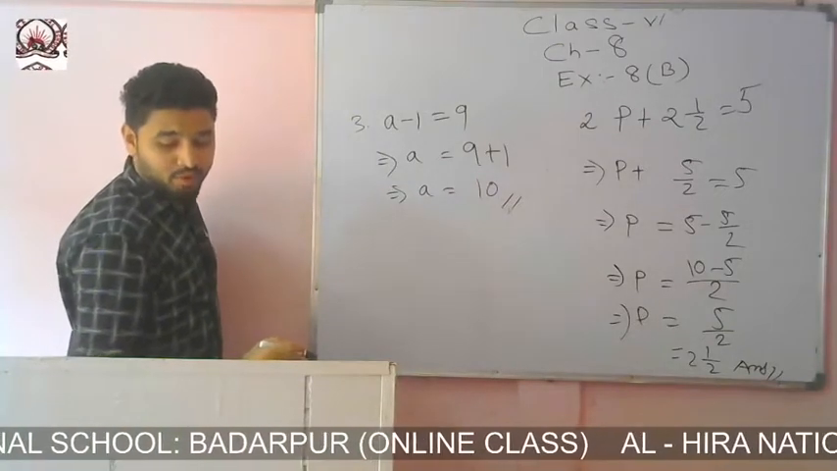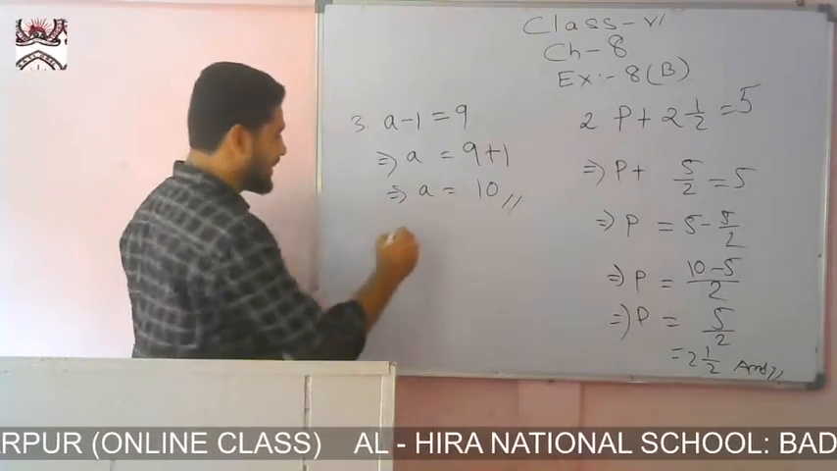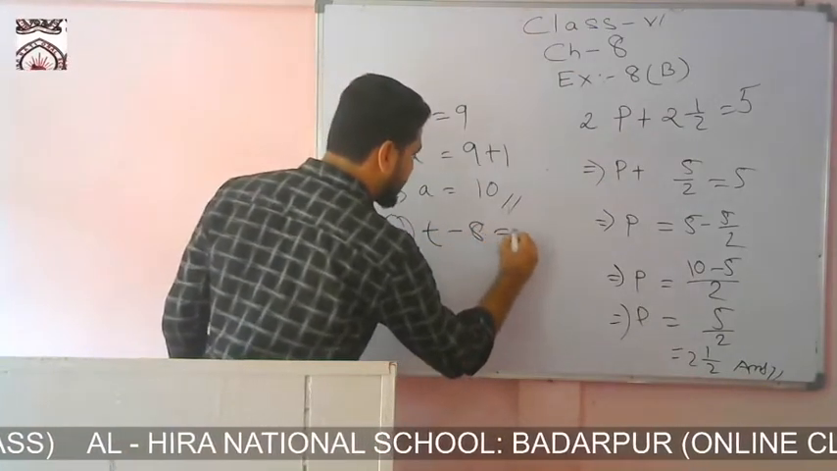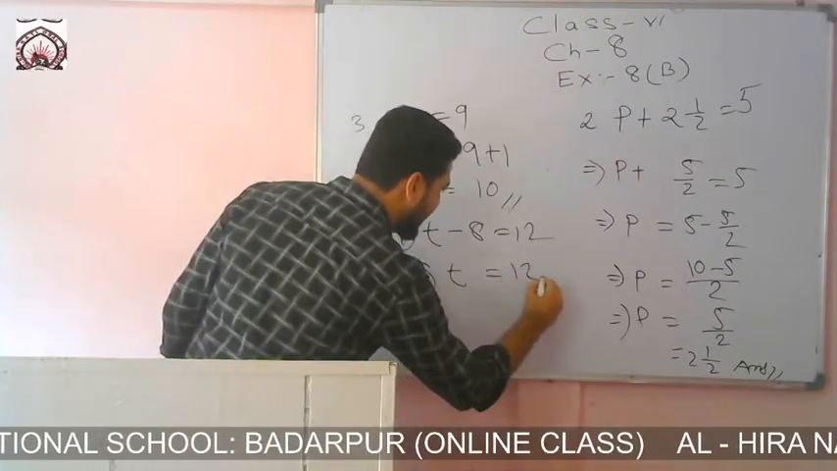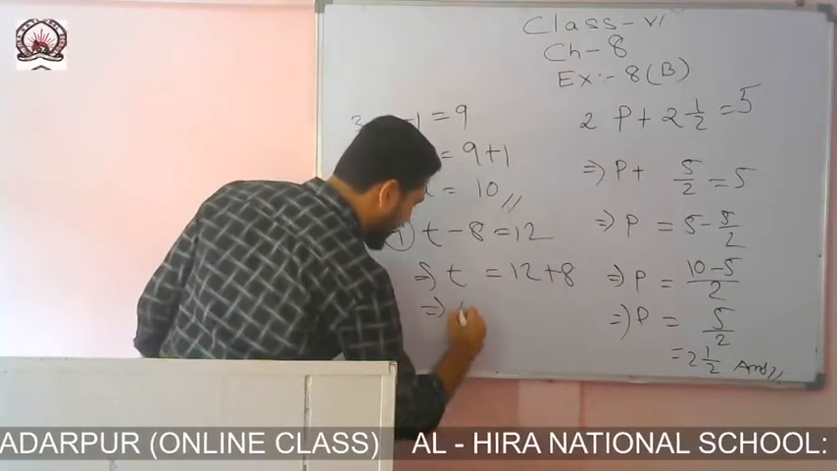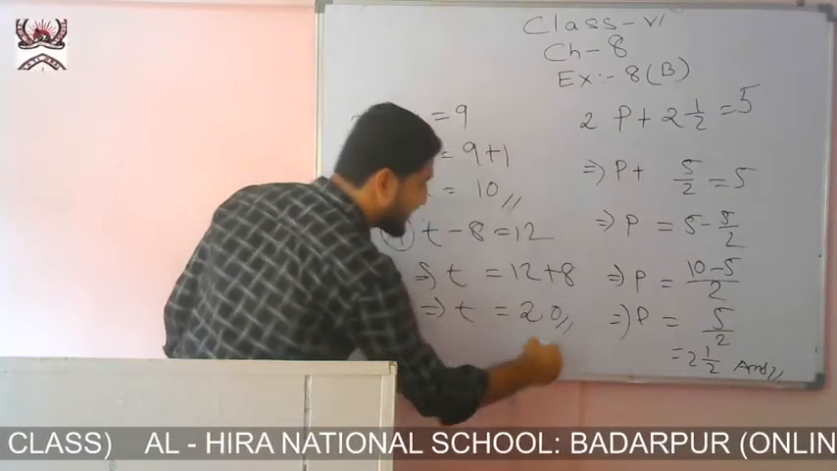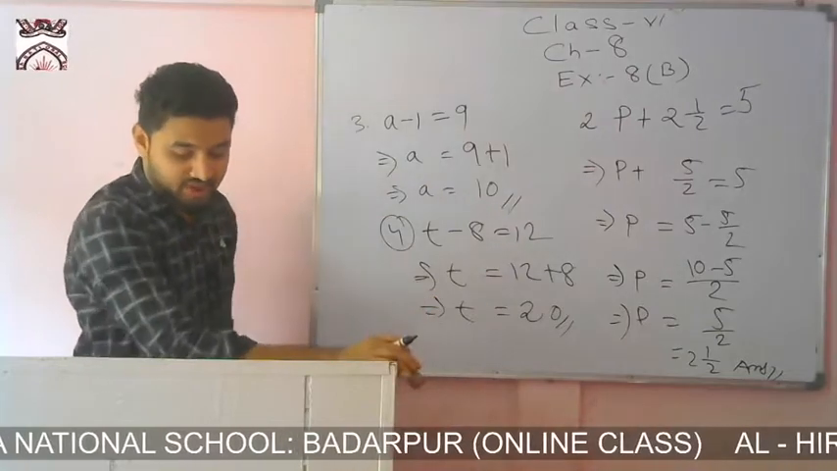Now come to question number 4, T minus 8 equals 12. Now I have to find T. Then T equals obviously 12 plus 8. If I shift it, it will become plus. Now I can find T equals 12 plus 8, which means 20. So that is the answer. So these are very easy.